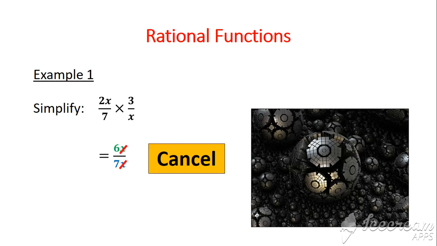Now, the key thing here is we can cancel the x's. Any number divided by itself will give us 1 and will disappear into 1. And we don't need to write the 1 down. So we get 6 over 7.